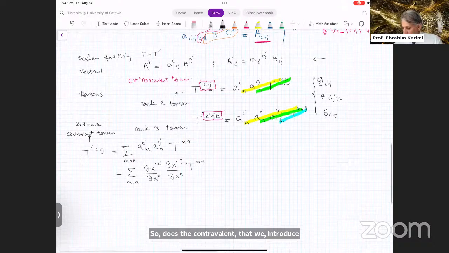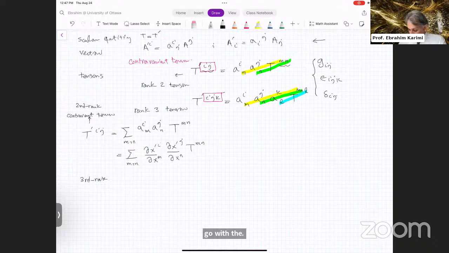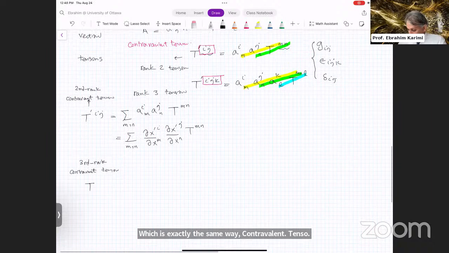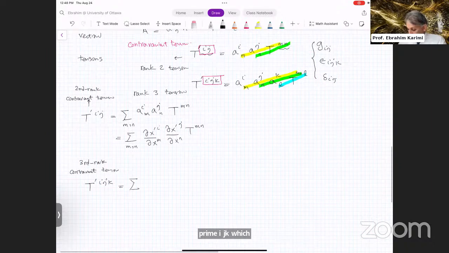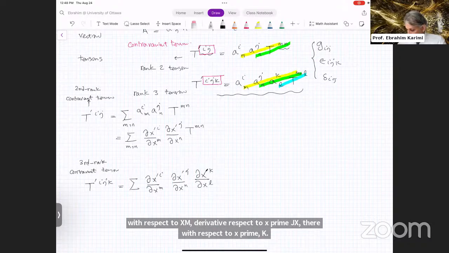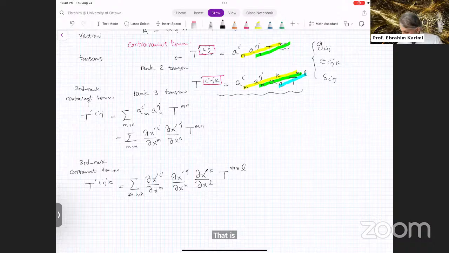But you may have, in a similar fashion, the third rank contravariant tensor. T prime ijk, which is the summation. I'm expanding this one, I will explicitly write it down: the derivative of x prime i with respect to x_m, the derivative of x prime j with respect to x_n, the derivative of x prime k with respect to x_l, and then I have T_mnl. That is m, n, and k. No, sorry, m, n and l.